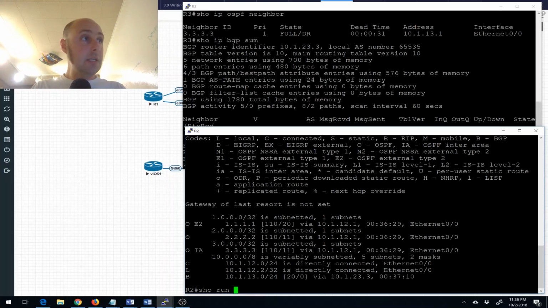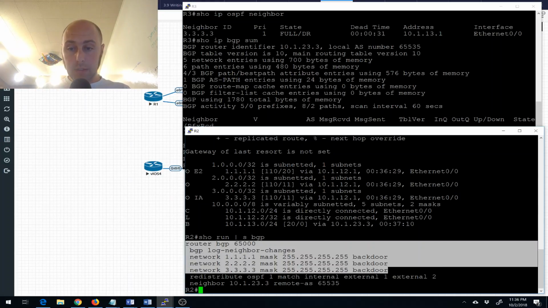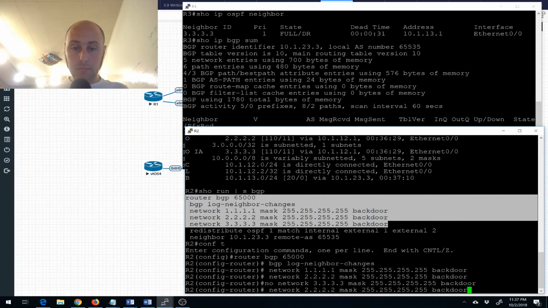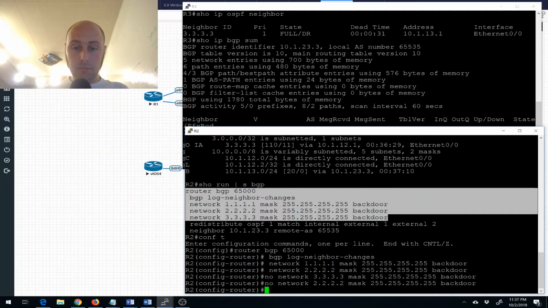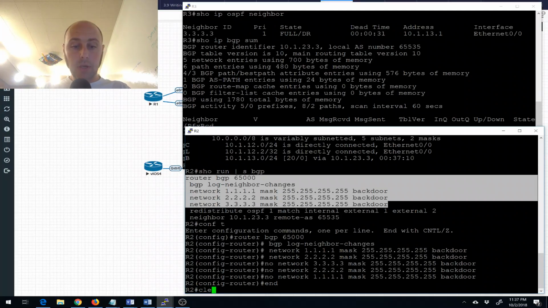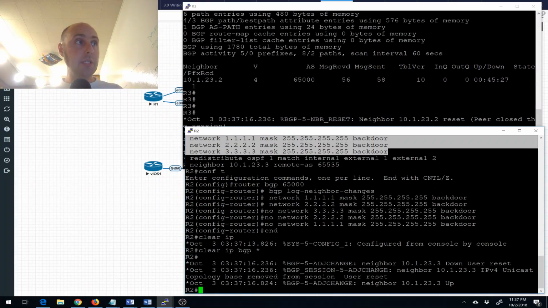Now, if we check the BGP stanza, show running section bgp, I have the backdoor statement in here for these network. So actually I want to take them out. And do clear ip bgp star. That'll bounce the session, and then we'll see them toss their prefixes back over to each other.